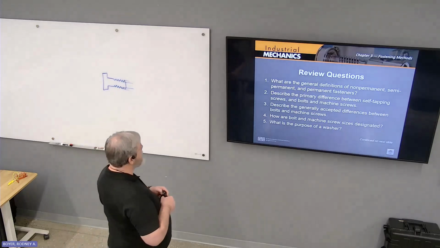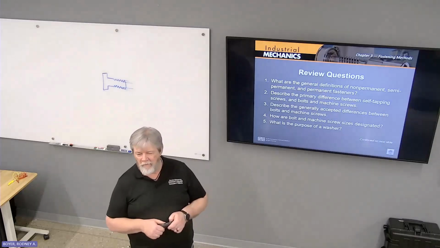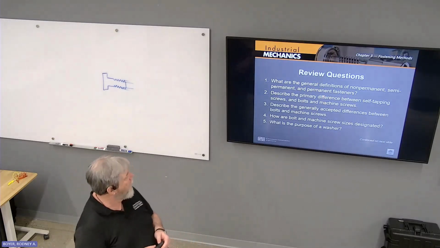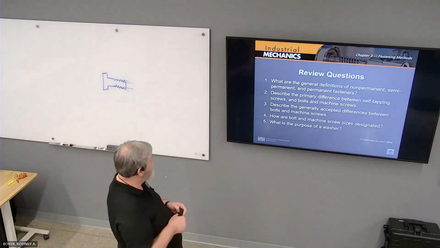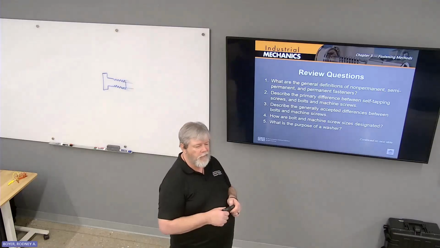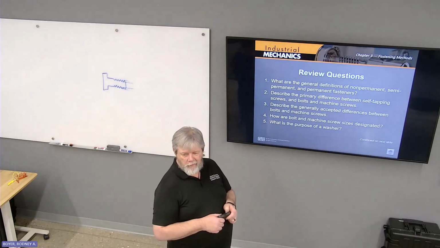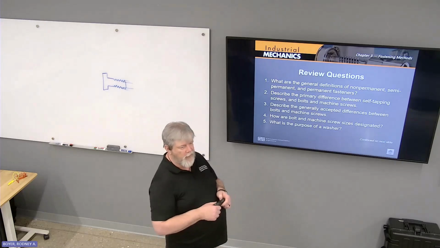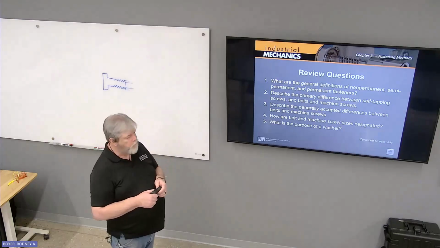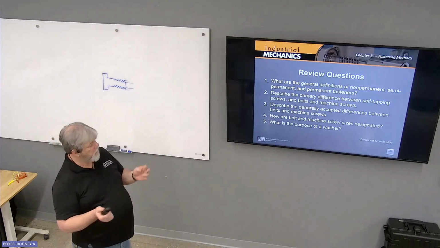Describe the primary difference between self-tapping screws, bolts, and machine screws. What's a self-tapper? Forms its own threads. Screw, bolt, machine screw: whether threads go all the way to the head or not, and the type of drive on the head. What are the generally accepted differences between bolts and machine screws? We just talked about that.